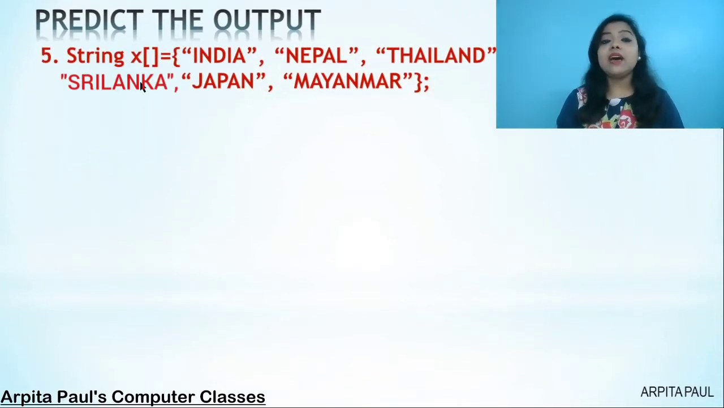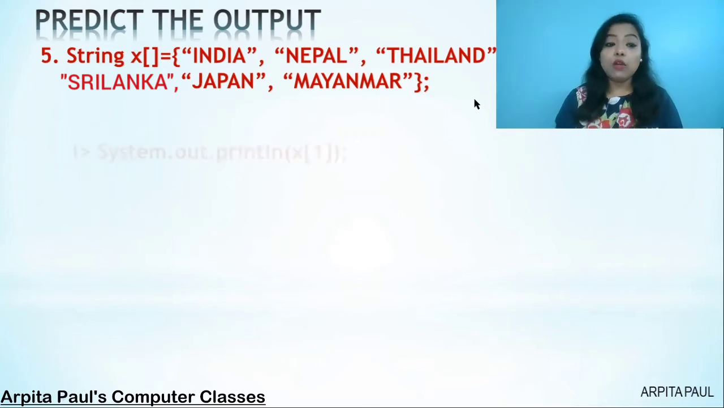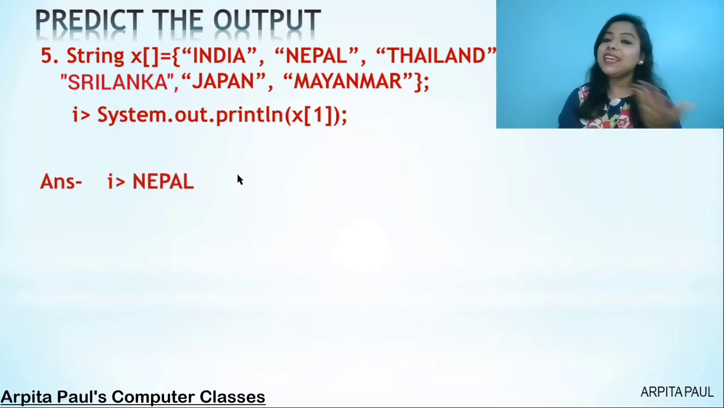String x, here I have declared one string array. Now I have provided 6 separate values: India, Nepal, Thailand, Sri Lanka, Japan and Myanmar, 6 different country names. Now the first question is System.out.println(x[1]). So whatever value the first index has will be printed. The 0th index has India, the first index has Nepal. So the output for this will be simply Nepal.